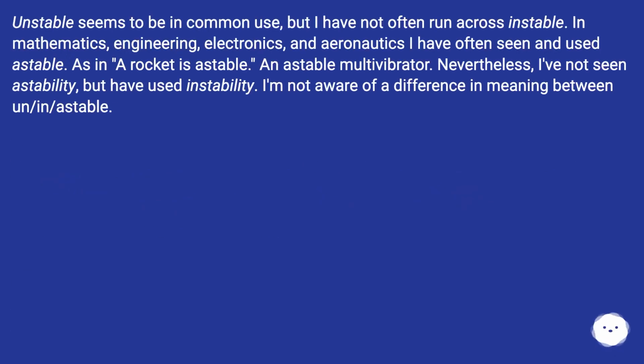Unstable seems to be in common use, but I have not often run across instable. In mathematics, engineering, electronics, and aeronautics I have often seen and used astable, as in a rocket is astable, an astable multivibrator. Nevertheless, I've not seen astability, but have used instability. I'm not aware of a difference in meaning between un/in/astable.